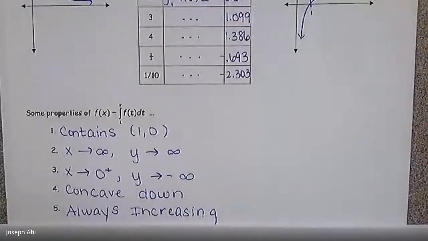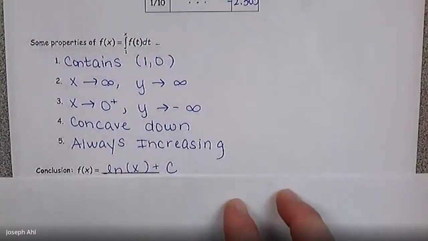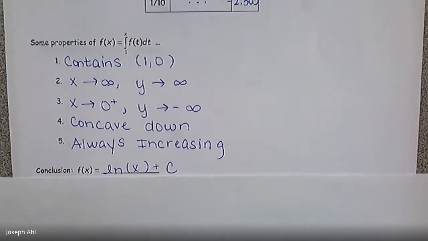So if we put all of these pieces together, what are we building towards? What function are we talking about? f(x)? f(x) is the natural log of x plus some constant c. Okay, anything of the form ln x plus c would have these properties and can be defined by that accumulation function here.